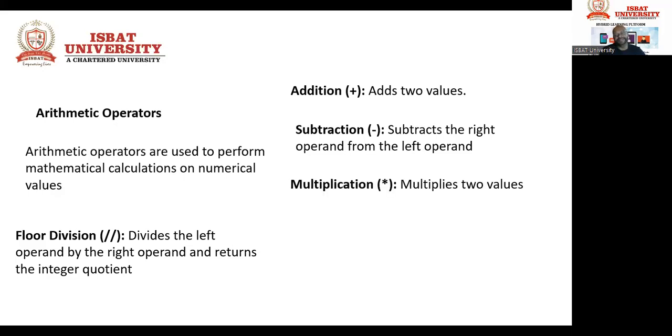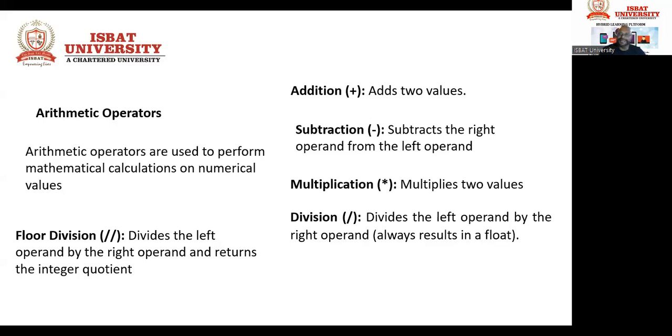The next one is multiplication, which is denoted by a star symbol. It multiplies two values. The other is division. Here we are more cautious, because again we have to give significance to the left operand and the right operand. The left operand is divided by the right operand, and the result is always a float. That is the specialty in Python. So the result is always a float.